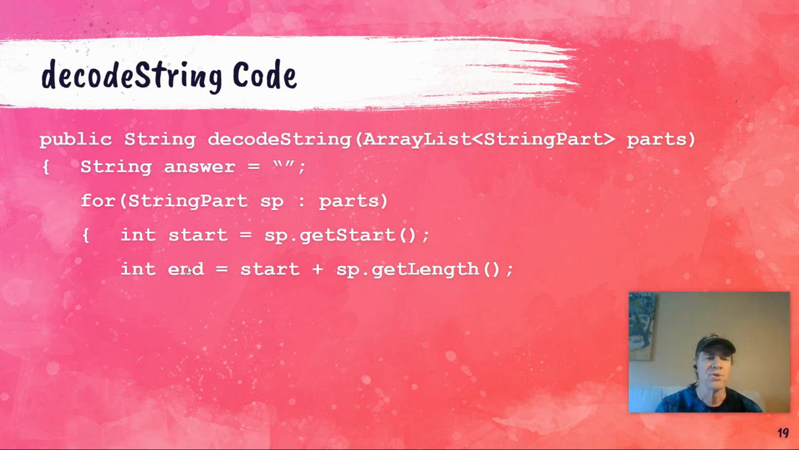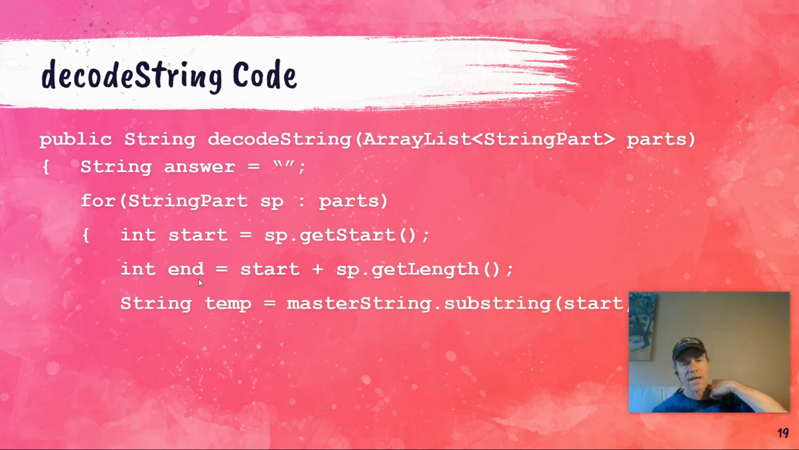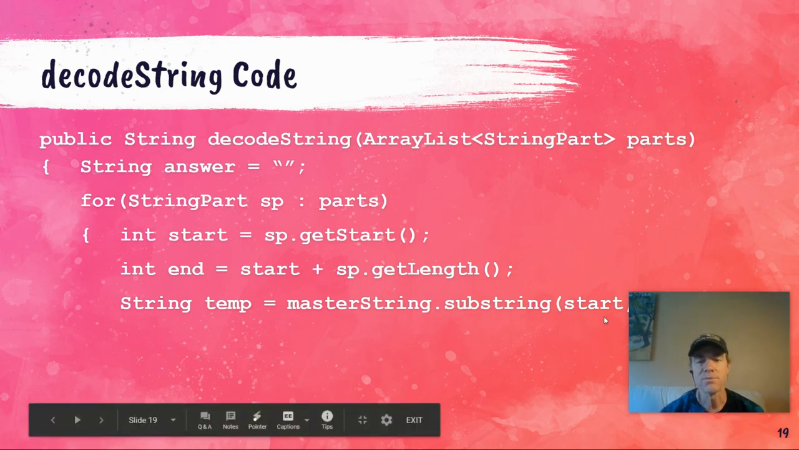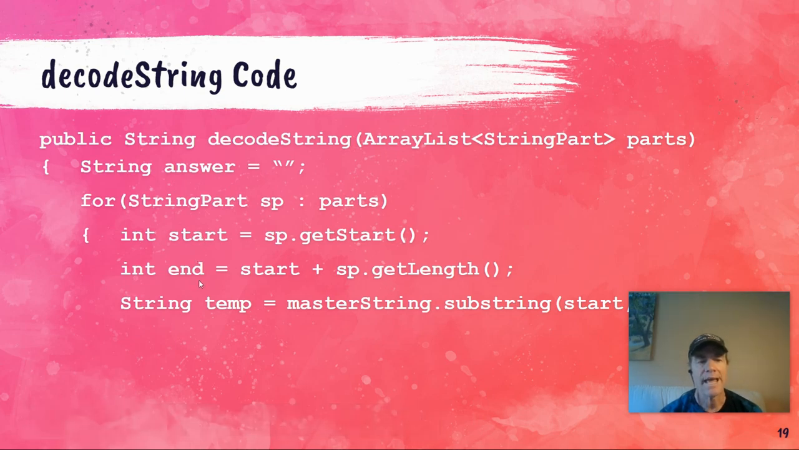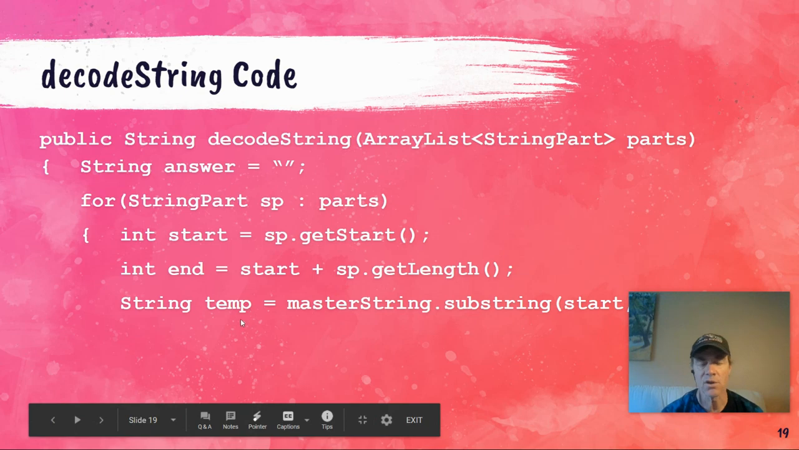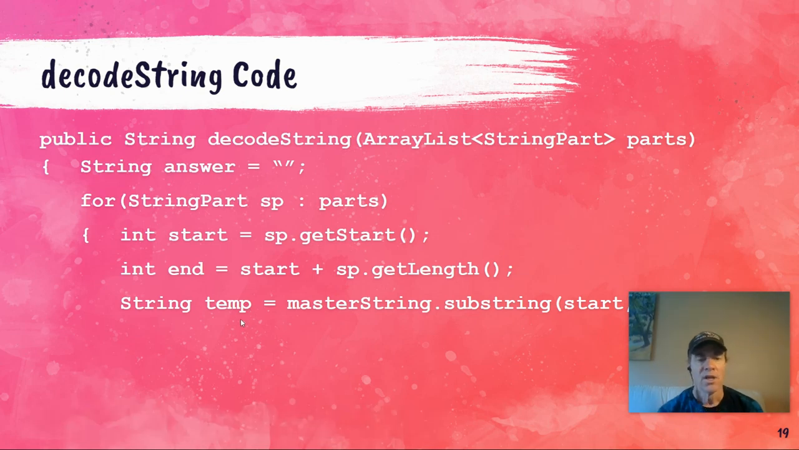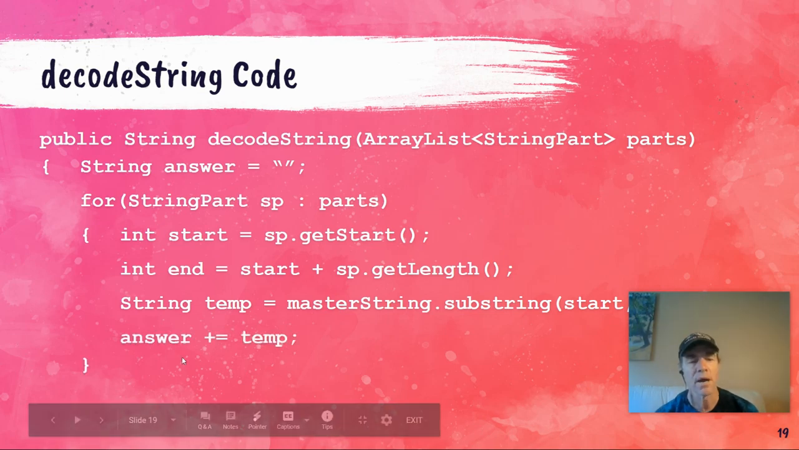I'm going to call substring, can't see it because I have my pretty face there, but I'm going to call it start to end. That's going to acquire that section of the master string, store that in temp. I'm going to combine answer with temp, and that is the end of my for each loop. I'm just going to keep going to start at the beginning and add them all up. When I'm done with that, answer should be complete, so I'm simply going to return answer, and we're done.